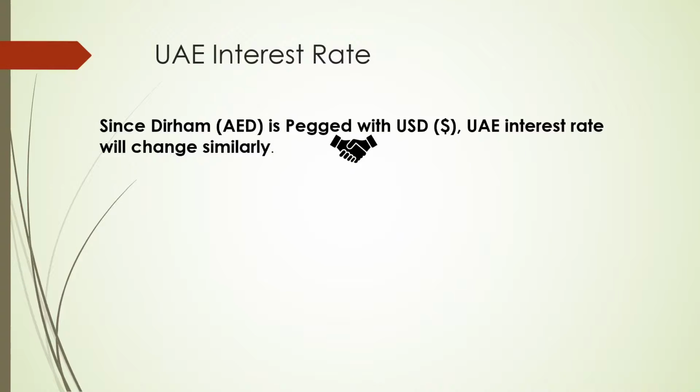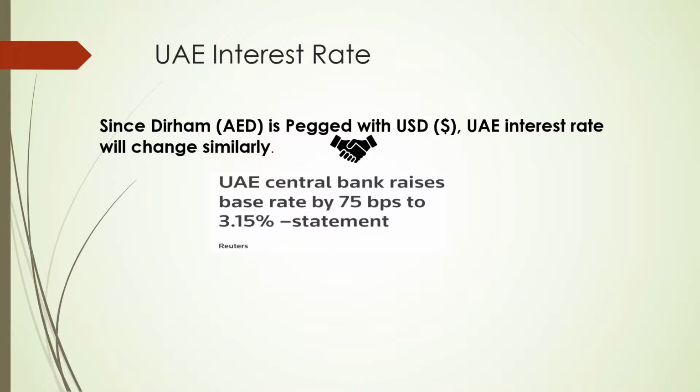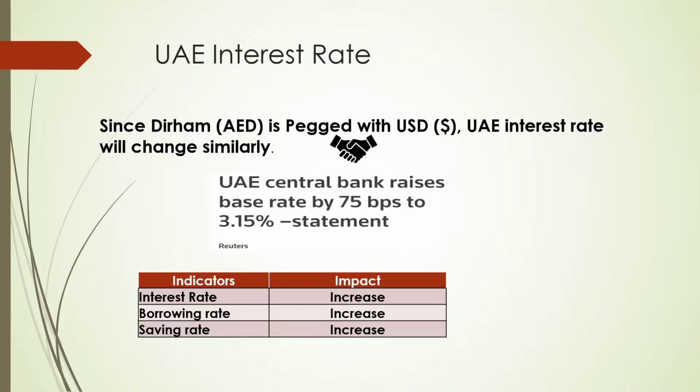The first one is the interest rate. Obviously, the rate hike will lead to a similar hike in UAE's rate because UAE dirham is backed with American dollars. So you will find that immediately after the hike in USA was announced, the next day UAE central bank also increased the interest rate, base rate basically, by 75 basis points. So as a result of this, interest rate, borrowing rate, saving rates, all are going to be increased, right?